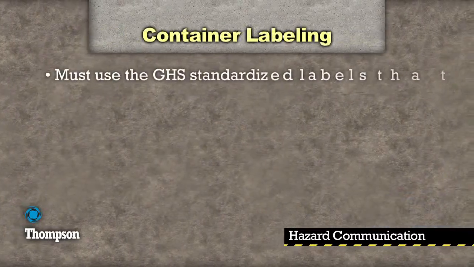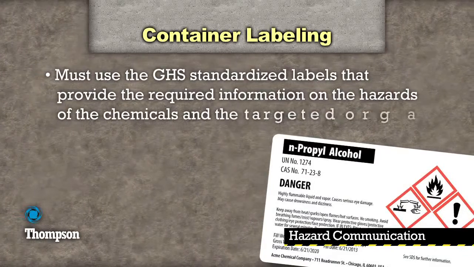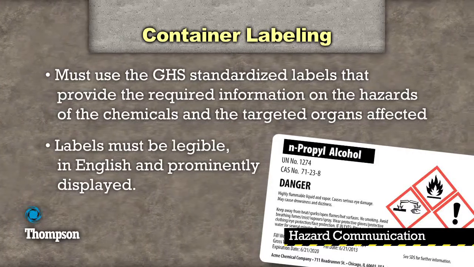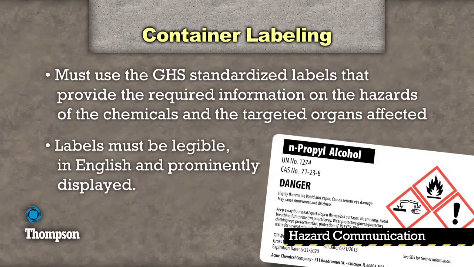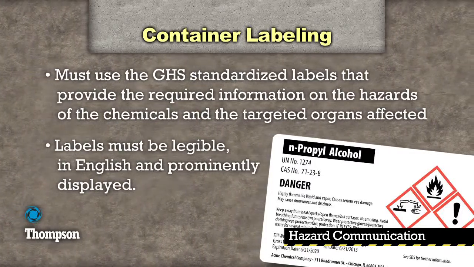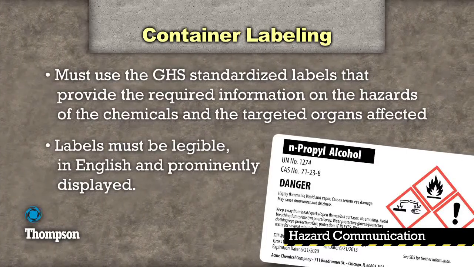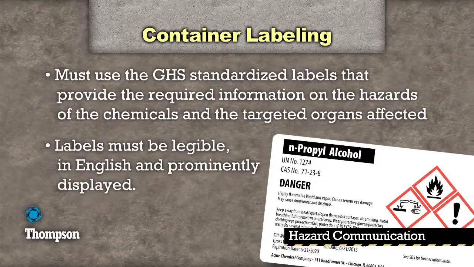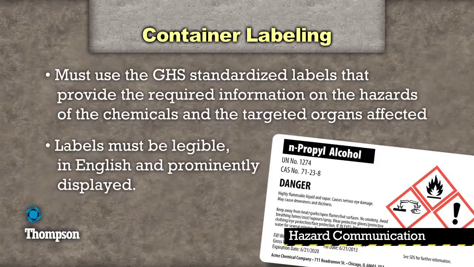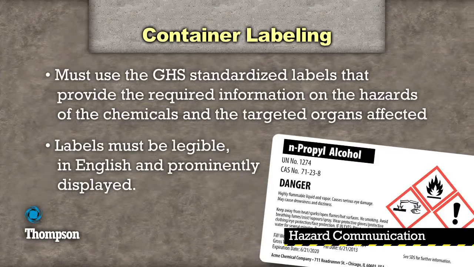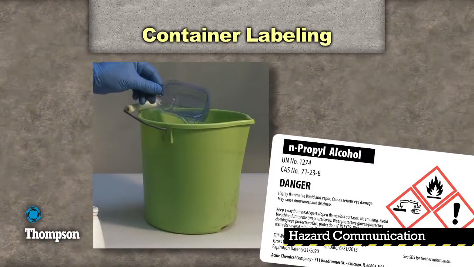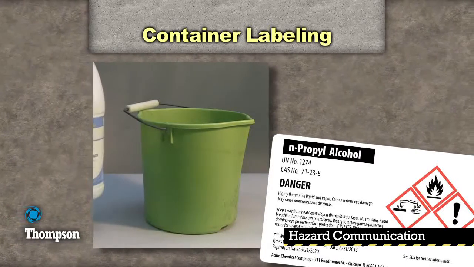For container labeling in the workplace, the hazard warning must use the GHS standardized labels that provide the required information on the hazards of the chemicals and the targeted organs affected. The labels must be legible and in English, plus other languages if needed, and prominently displayed. According to OSHA, the manufacturer, importer, or distributor of the chemicals is required to label each container of chemicals. If the chemicals are transferred into an unmarked container, those containers must be labeled with the same information as the original container, and the labels must meet GHS requirements. The only exception is if the chemical is to be used immediately. For example, if a chemical is poured into a bucket to be transferred immediately, it needs no label on the bucket.